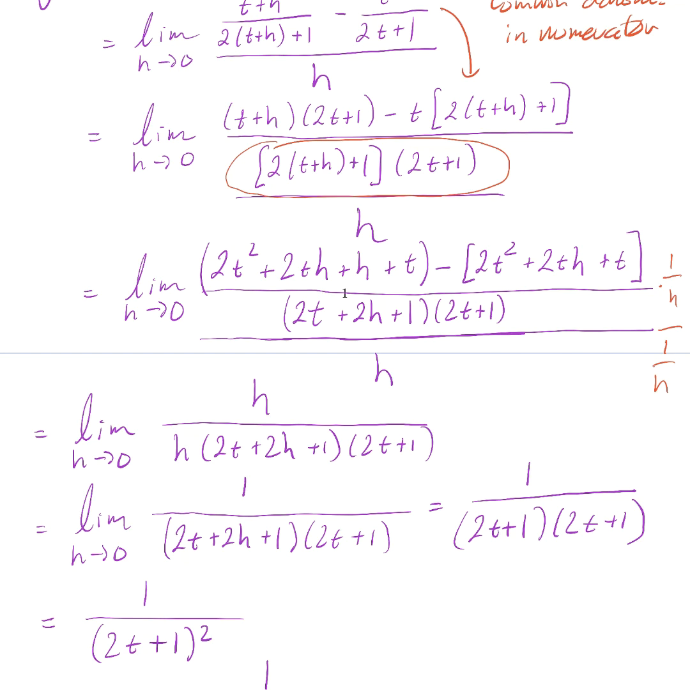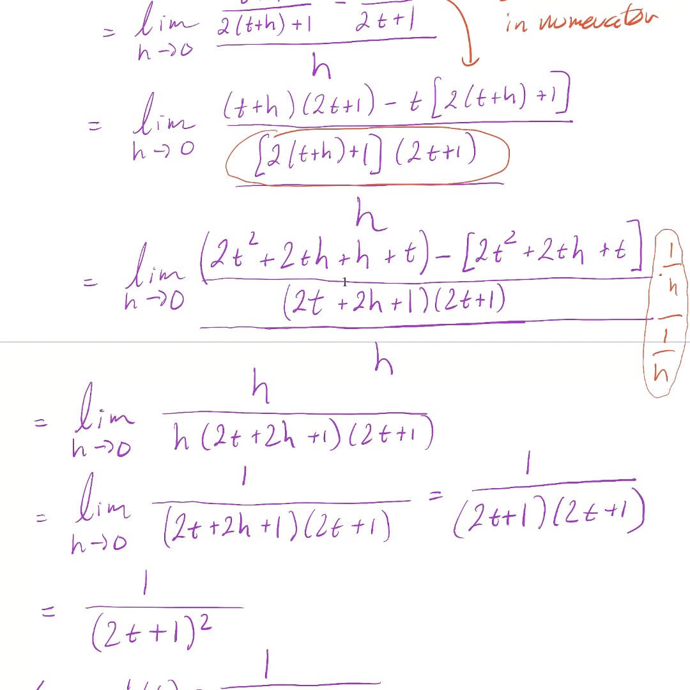So we multiply everything out in the numerator. We multiply by 1 in the form of 1 over h over 1 over h. And when we do that, everything in the numerator goes away. 2t squared minus 2t squared, 2th minus 2th, etc., except in h. And so we get h over h times the product of the 2 terms that make up our common denominator. The h's can cancel, and we're at the limit as h approaches 0 of 1 divided by 2t plus 2h plus 1 times 2t plus 1. Well, the only term that's changing here as h goes to 0 is this term.